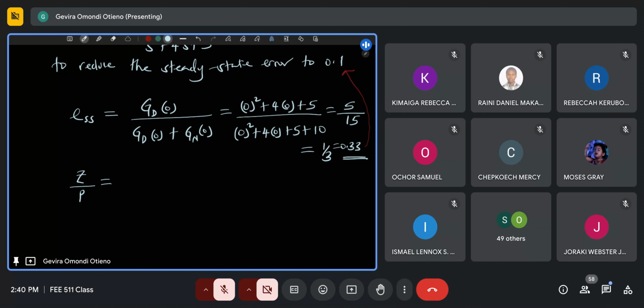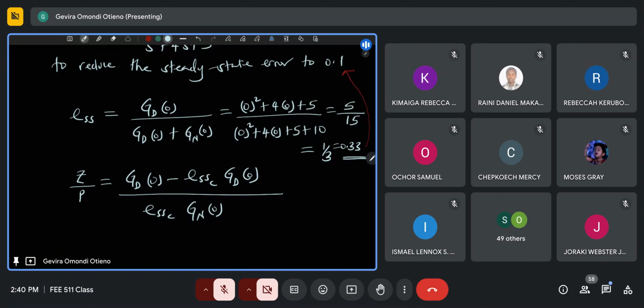So for the lag compensator, to get the relationship between the 0 and the pole, this is just the ratio. It's not telling us the location of the 0, neither is it telling us the location of the pole. It's just telling us the ratio of the 0 to the pole location, which should be given by GD of 0 minus the compensated steady state error times GD of 0, divided by the compensated steady state error times GN of 0. So this formula only tells you the ratio between the 0 and the pole.